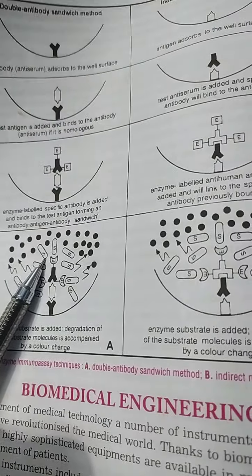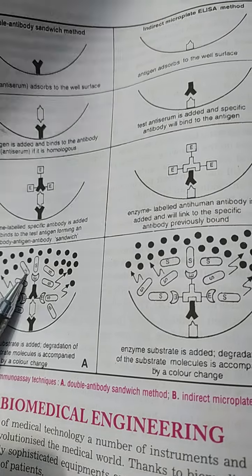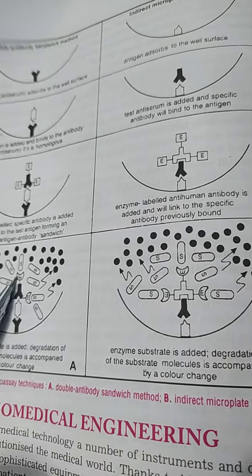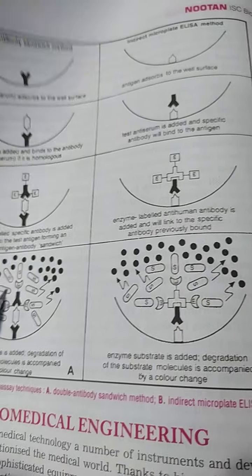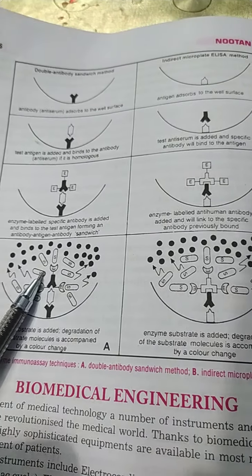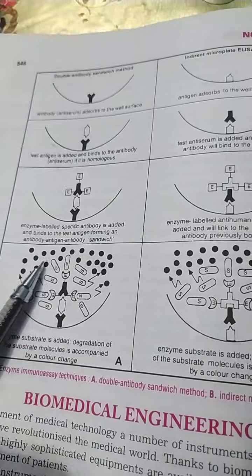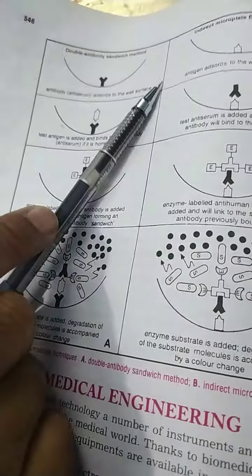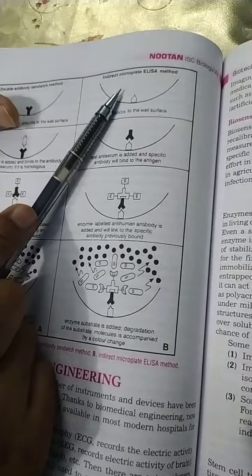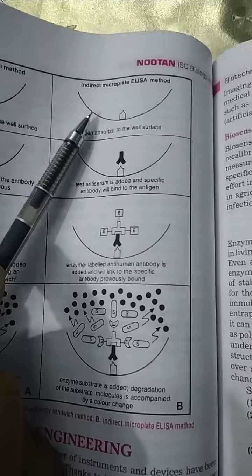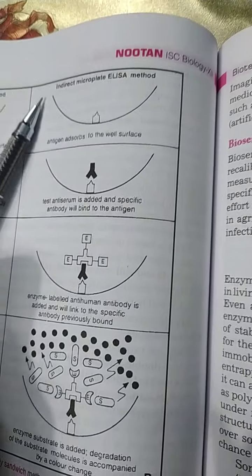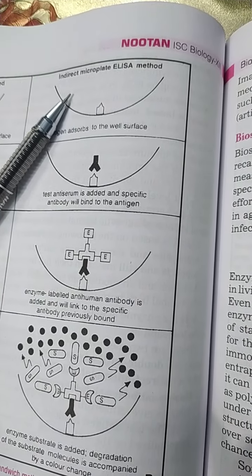Colorimeter is a meter which sees how much color is there, and this method is used to assay. Assay here means test. This method is used to assay or test the hepatitis B antigen. The other method that we see here, children, is known as the indirect method, or the indirect microplate ELISA procedure.